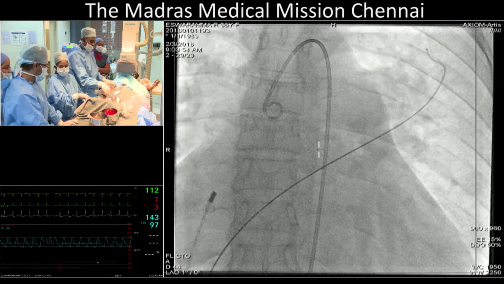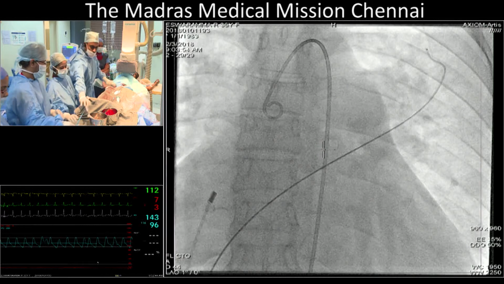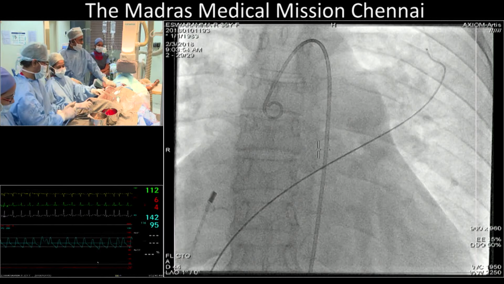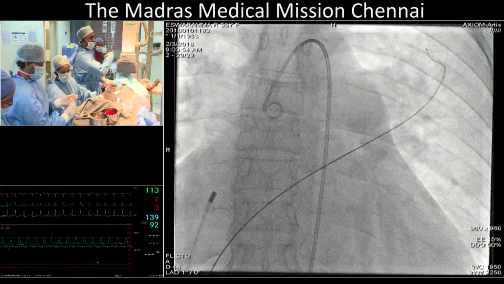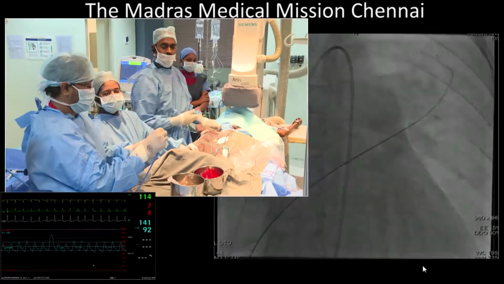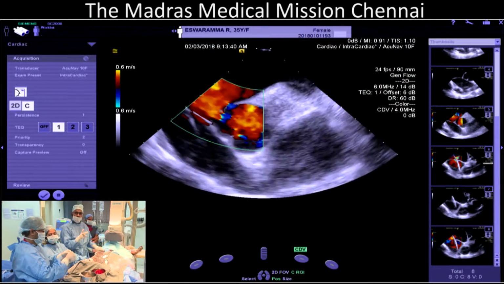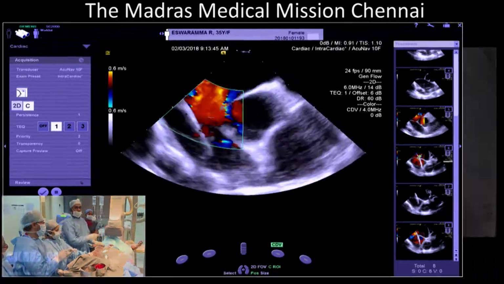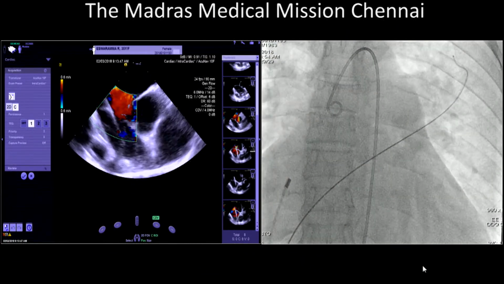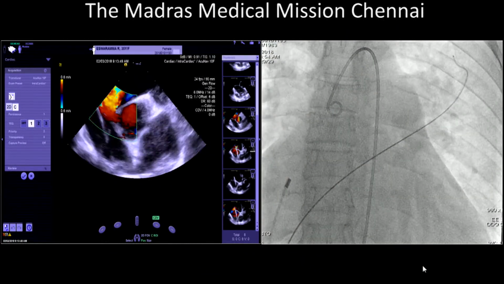Get the sheet. Ask them to show the echo live. Not our faces, echo live. No, echo 50%, fluoro 50%, hemodynamic 50%, not our face, not the camera. They've gone to the other center.